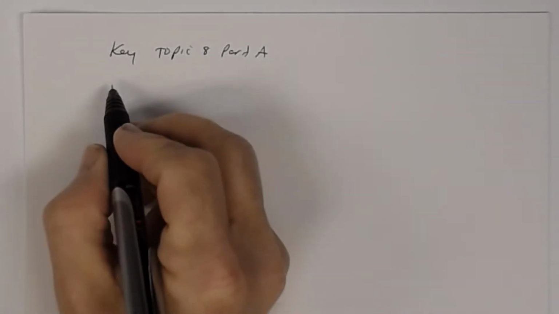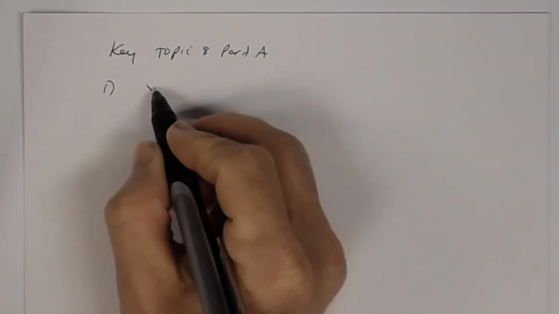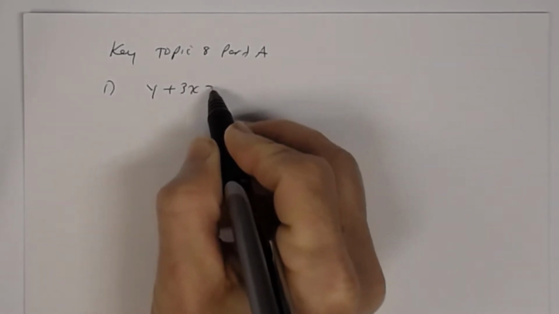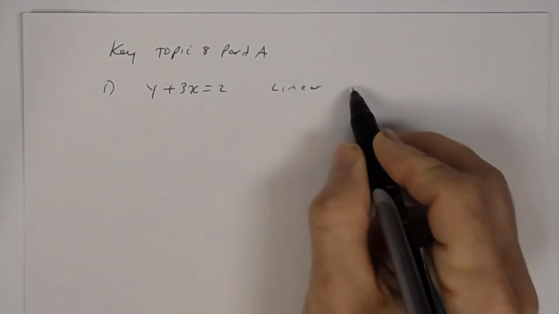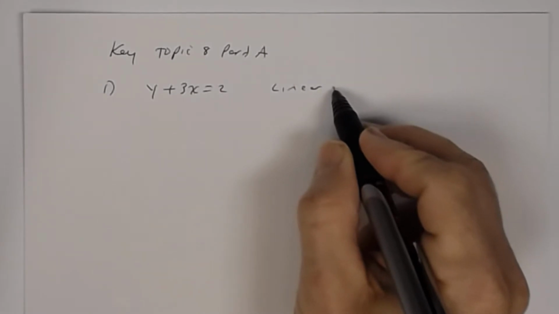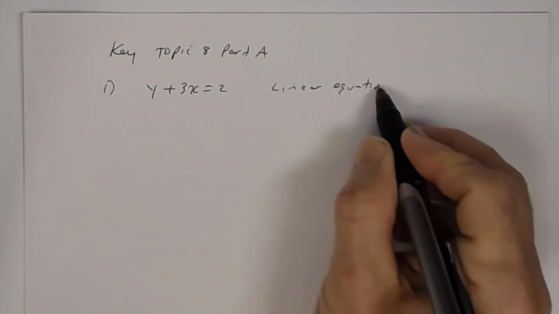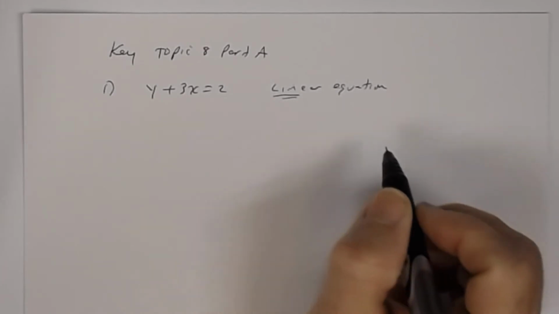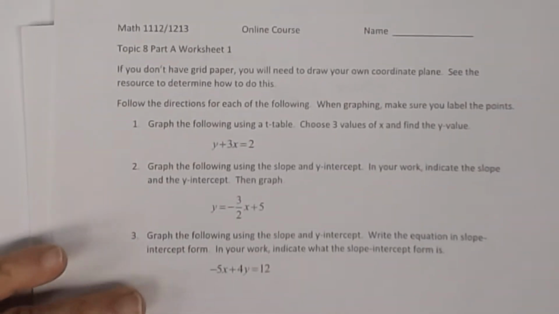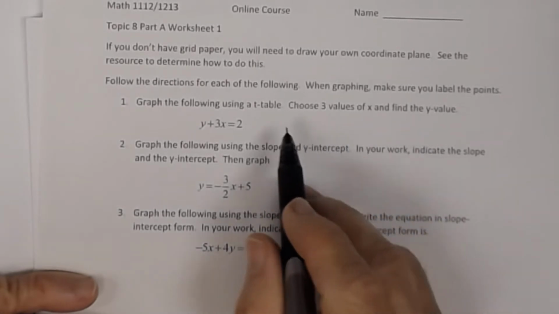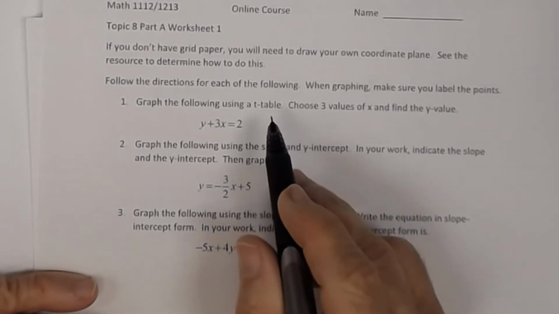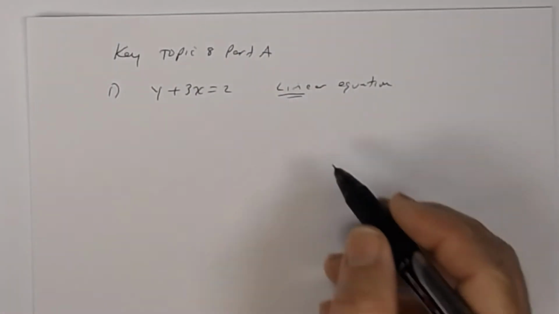So number one, we have this equation. We have y plus 3x is equal to 2. And so we have this linear equation. Now remember when you graph a linear equation, your graph is a line. And in number one, it says choose 3 values of x and find the y value. So you wanted to use a t-table. So I had to see a t-table in number one.